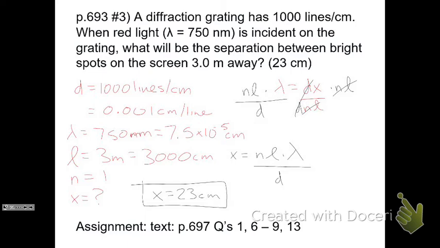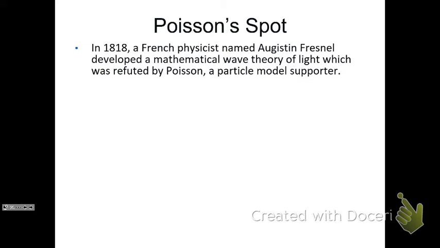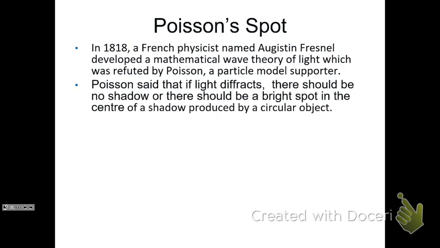Okay, so today we're going to talk about Poisson's spot, okay? So in 1818, a French physicist, Augustin Fresnel, developed a mathematical wave theory, which was refuted by Poisson, who was a particle model supporter, so a particle model of light, right? Poisson said if light diffracts, there should be a bright spot in the center of a shadow produced by a circular object, okay?